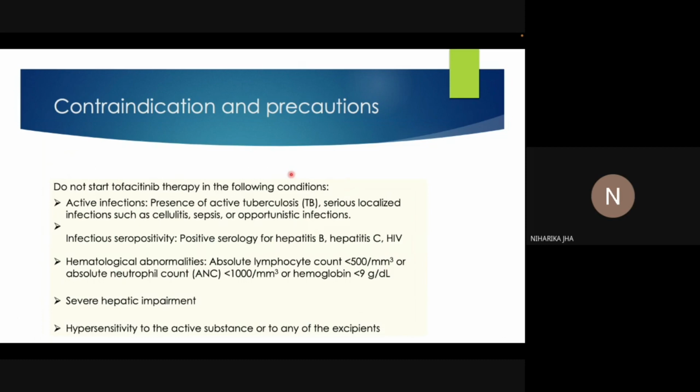We do not start tofacitinib if the patient has an infection, as I told you: active tuberculosis, or localized infections such as cellulitis, sepsis, or opportunistic infection.